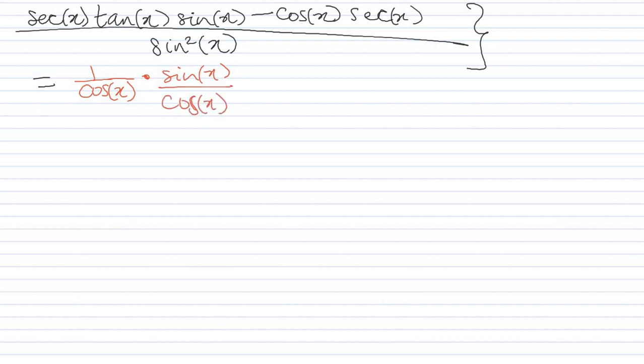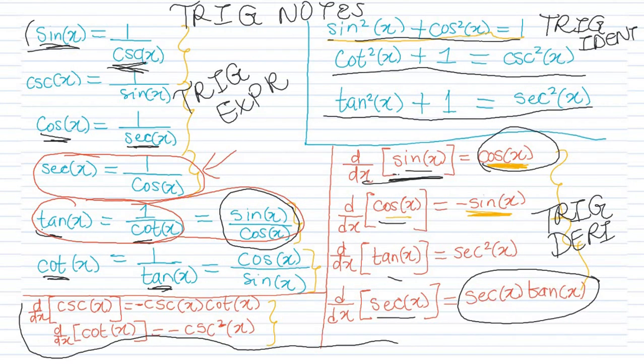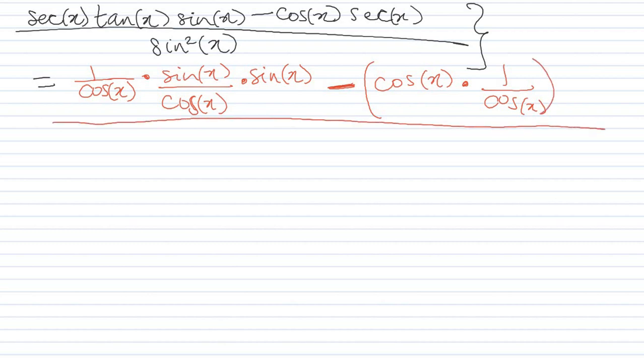And then we have sine, so we're just going to leave sine x here. So minus cosine x, we're just going to leave that. I'm going to put everything on the other side in brackets just so we can be careful. What is secant x? What else can we represent secant x to be in terms of sine and cosine? Well, secant x can be represented as 1 over cosine x, so multiplied by 1 over cosine of x, all of that divided by sine squared of x.